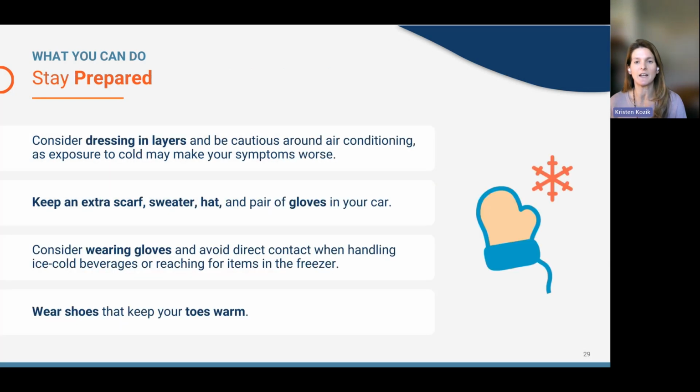As we mentioned, CAD is not a cold weather disease. However, there are still things you can do to help manage the cold sensitivity aspect of your condition. That could include all kinds of things like dressing in layers, being cautious around air conditioning, as your symptoms may get worse when exposed to the cold, being prepared by keeping an extra sweater, scarf, or gloves in your car, wearing gloves when you handle cold beverages or reaching into the freezer for, let's say, ice cream at the grocery store. So, hopefully, all these tips have been helpful and something you can keep in mind for the future to help you manage your CAD.